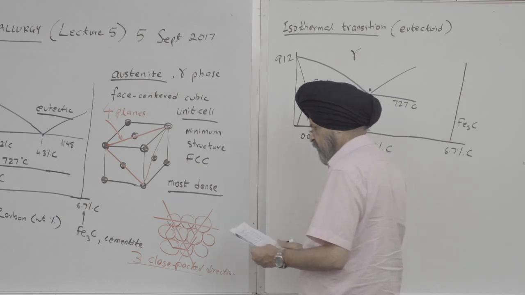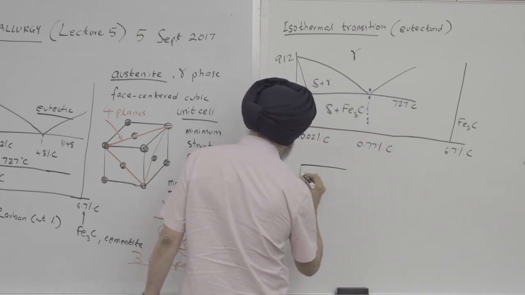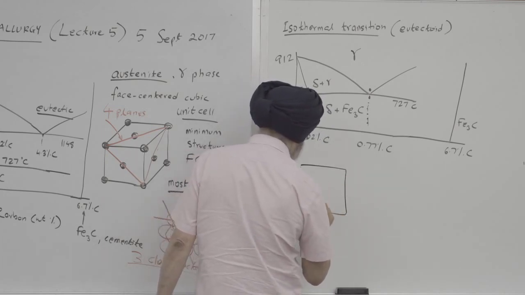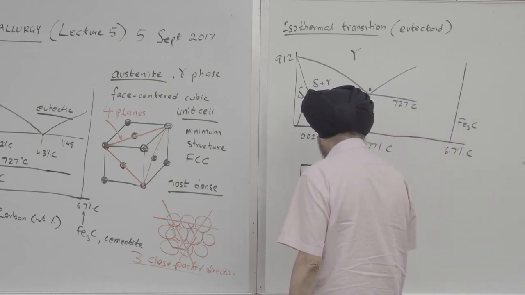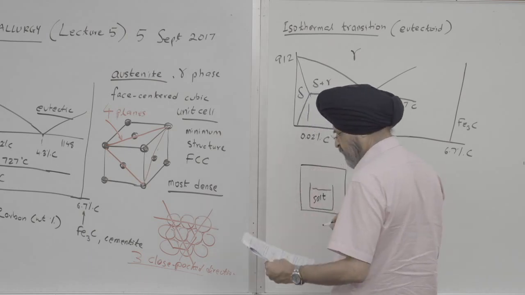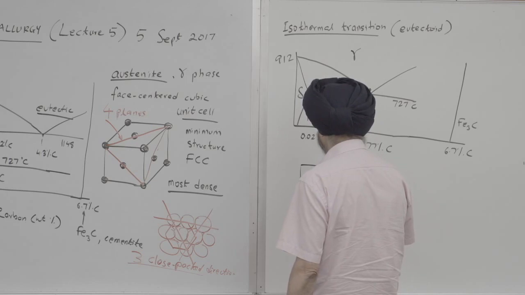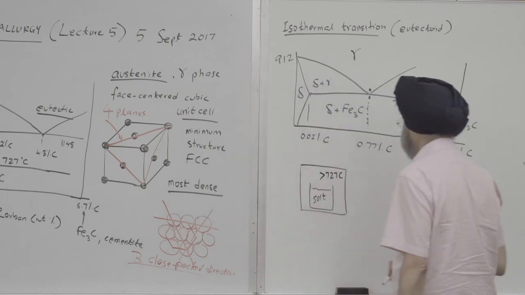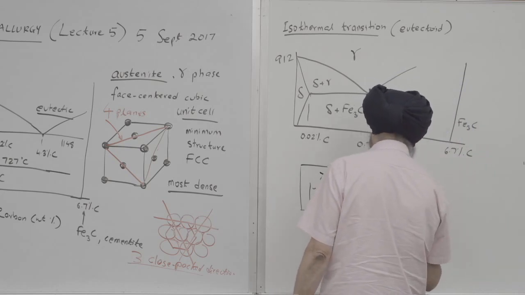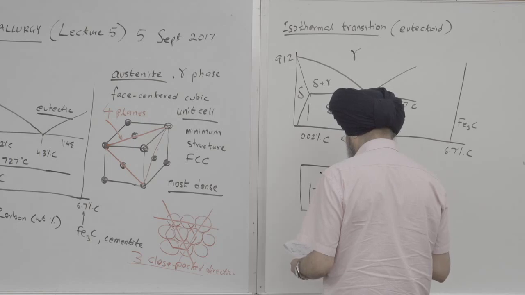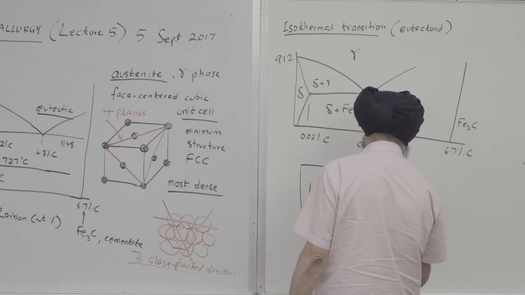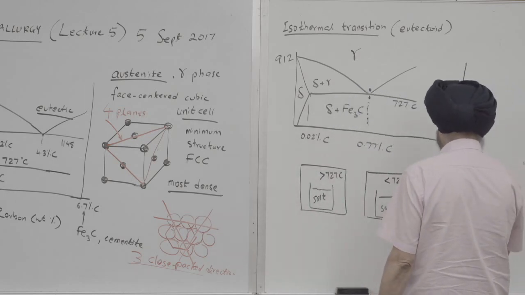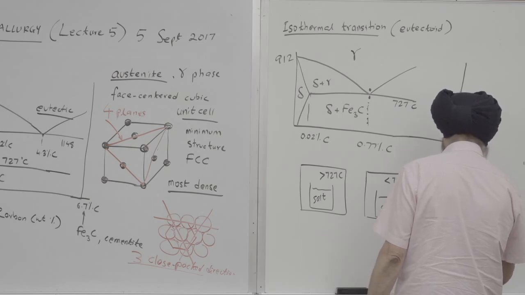For that, we would take a furnace with a salt bath in it. This is salt, it's molten salt, and this furnace is, let's say, above 727 C. Then I take another furnace which I hold at some temperature which is below 727 C, and again I have a salt bath in there, molten salt. And the third one would be just water for quenching.